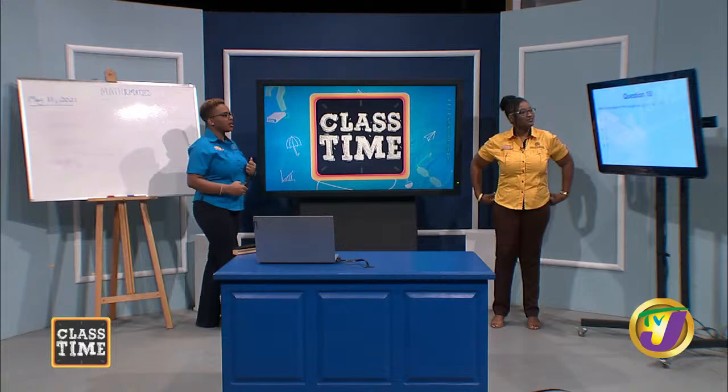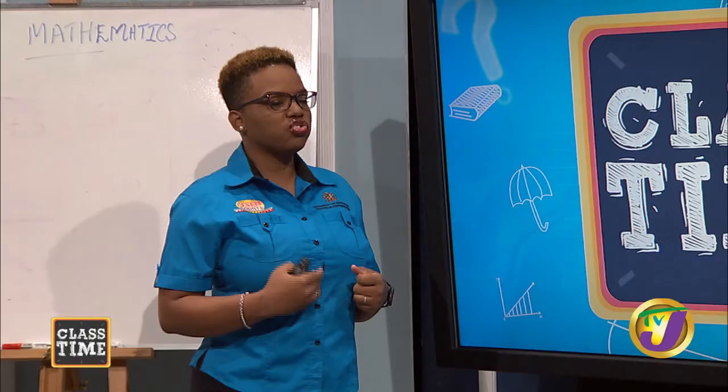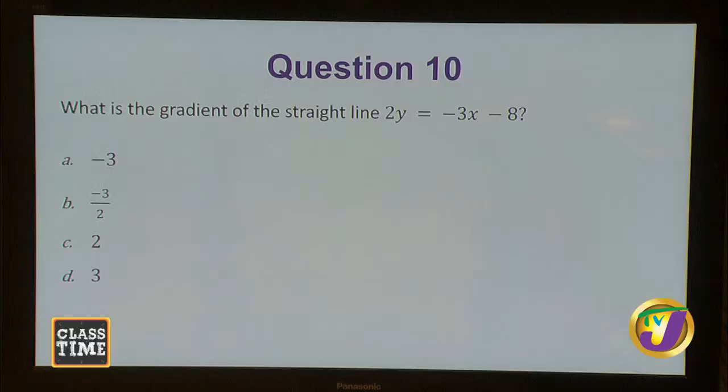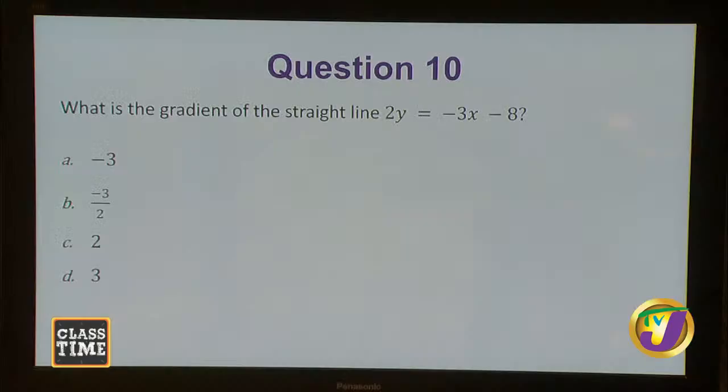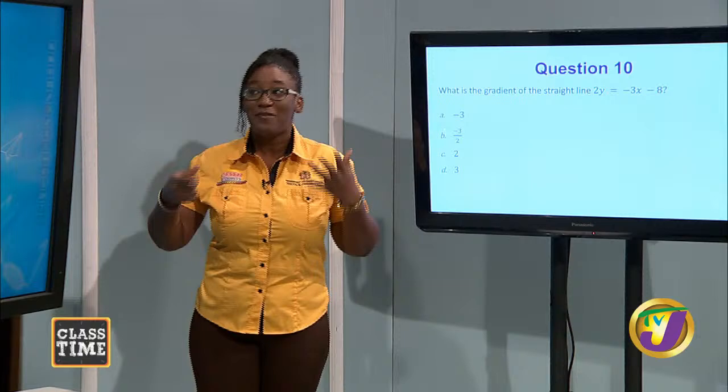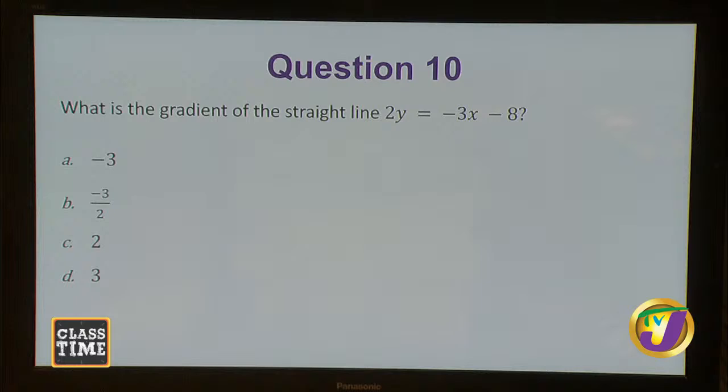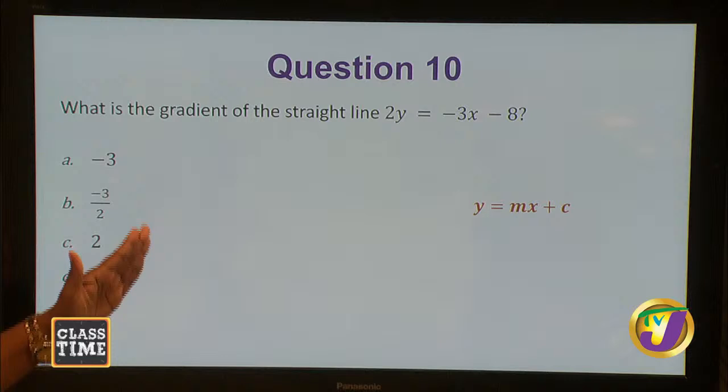So what is the gradient of the straight line 2y equals negative 3x subtract 8? They give us the equation and we need to find the gradient. I can pick it out easily. You just tell me that the m is the gradient and it's right there, negative 3. If you dare say negative 3, I should send you a virtual conk right now. Remember, the general equation is y equals mx plus c. This is not saying y equals something. It is saying 2y is equal to negative 3x subtract 8.